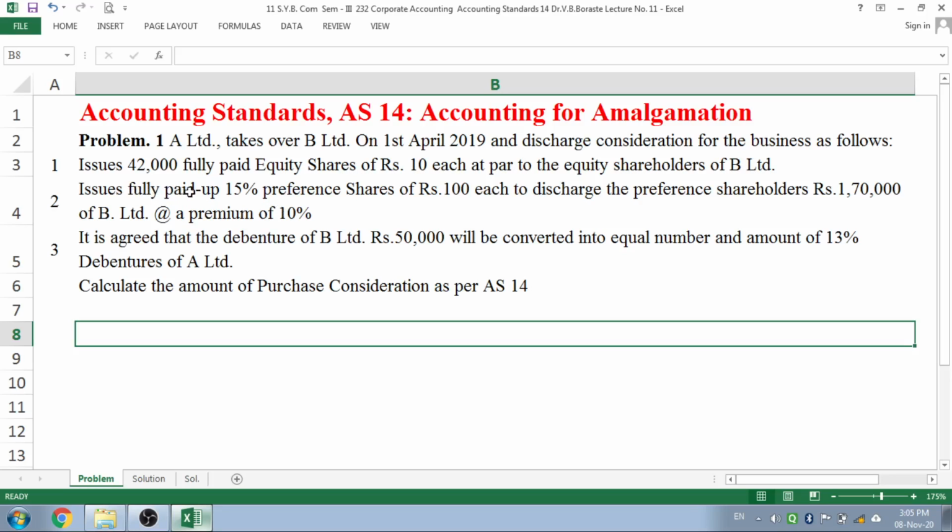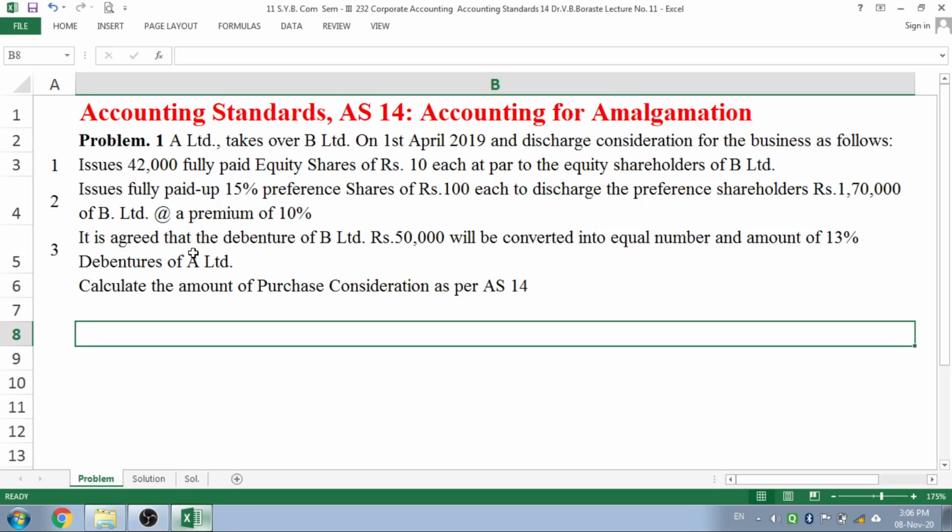Second one is issue fully paid 15% preference shares of rupees 100 each to discharge the preference shareholders of rupees 1,70,000. That means here the total number of shares are 1,70,000 divided by 100 equal to 1,700, of B Limited at a premium of 10%. So it simply means that the value of a preference share will be 110, that is 100 plus 10%.